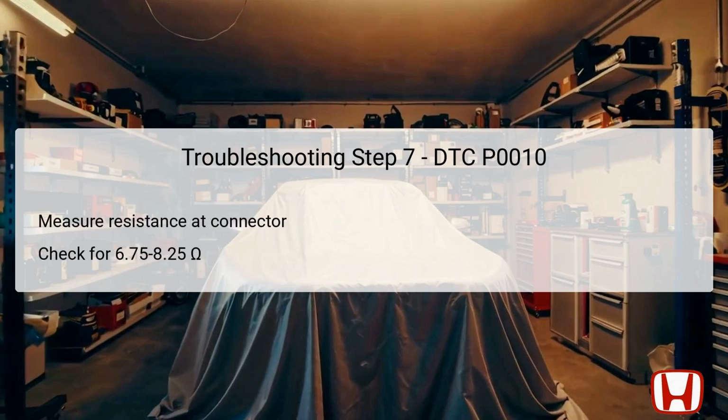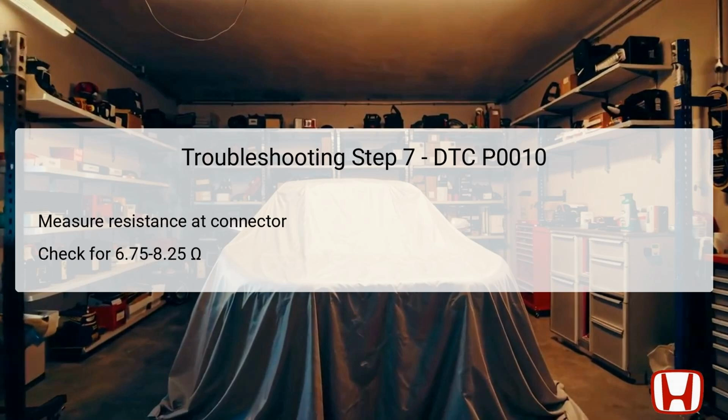The seventh step requires measuring the resistance between terminal number 1 and terminal number 2 of the VTC oil control solenoid valve 2P connector. This measurement is critical for determining whether the solenoid is functioning properly. The acceptable resistance range should fall between 6.75 ohms and 8.25 ohms at room temperature. If the resistance within that range is confirmed, it indicates that the solenoid has acceptable electrical characteristics.